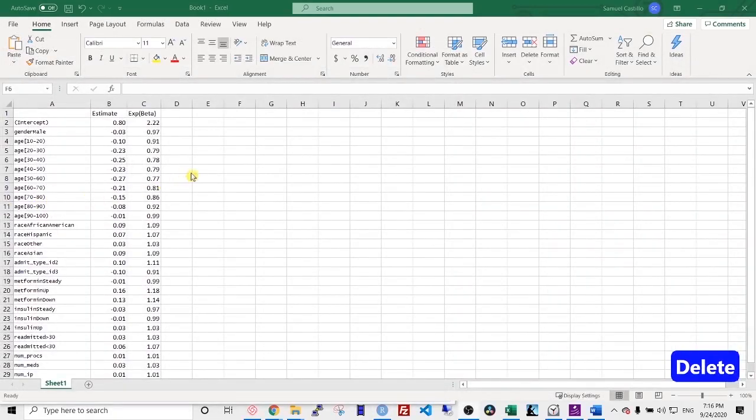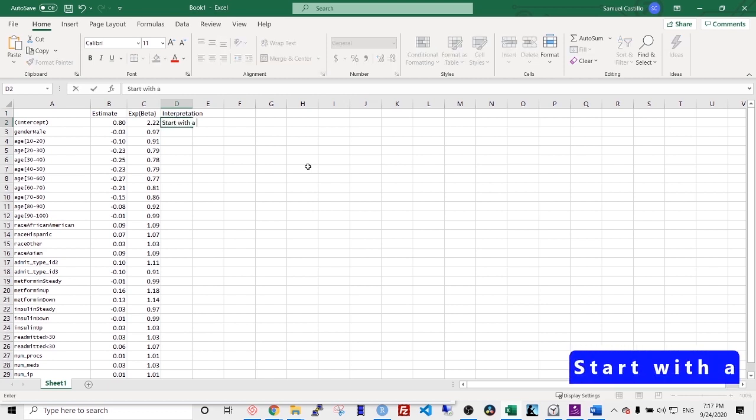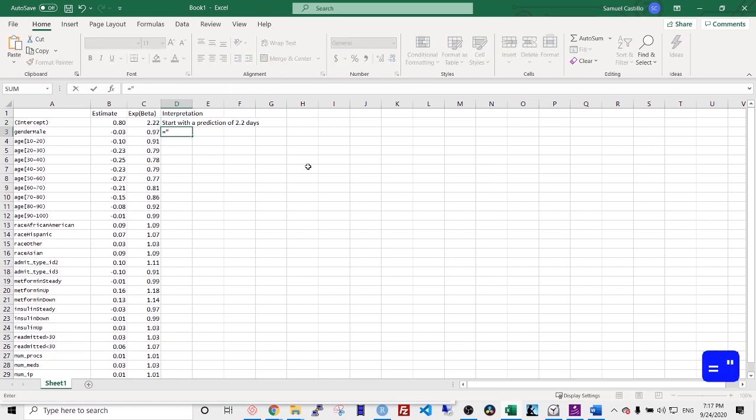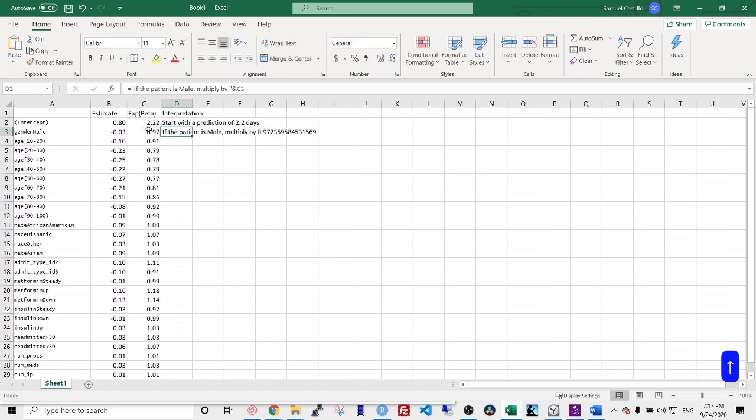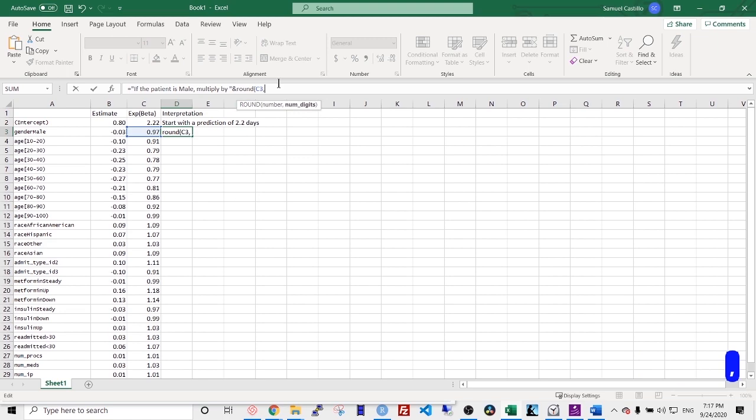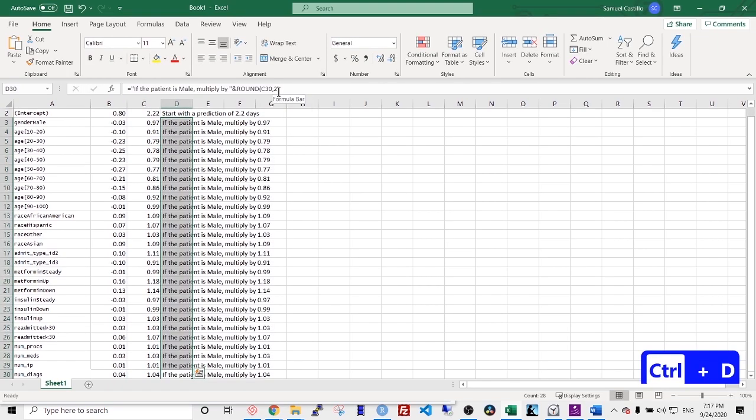And so here's our table of coefficients, and we want to add a new column called interpretation. We start with a prediction of 2.2 days, and then you want to make a little sentence that says if the patient is male, multiply by, and then you want ampersand 0.97, and I actually want to round this, so I type in round and then the number of decimal places. I will even use 2 decimal places. And then I'll just need to change the name.